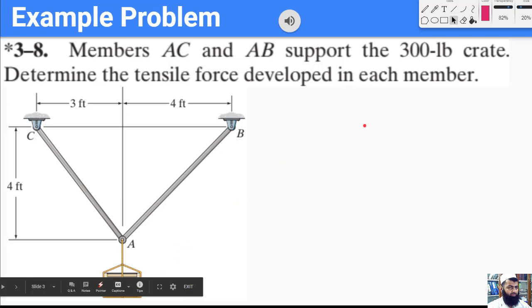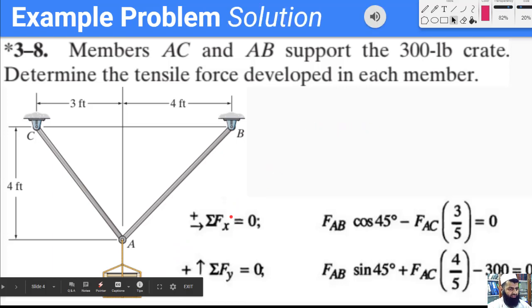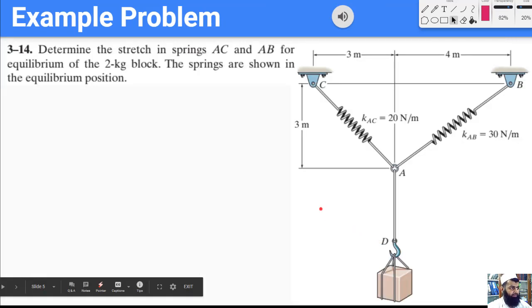Okay, so we move on, and here I just represent the same solution as we did before, the solution for these two equations. Okay, so now we look at another example.